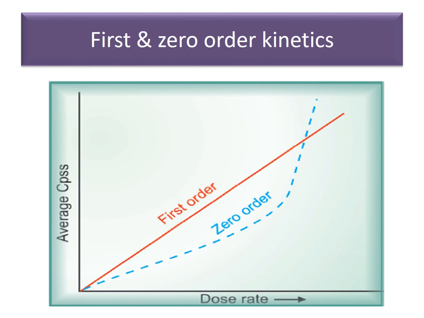Okay. Again, we can see here the average concentration of the drug and the dose rate. The average concentration will increase linearly in the blood. But in zero order kinetics, there will be a slow slanting. Okay, it will not be linear.